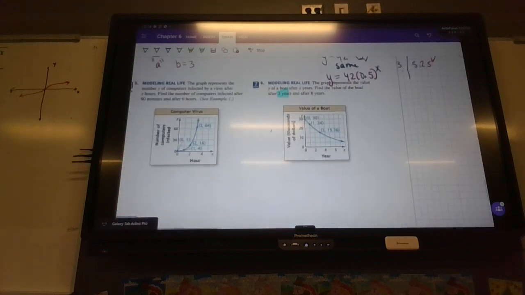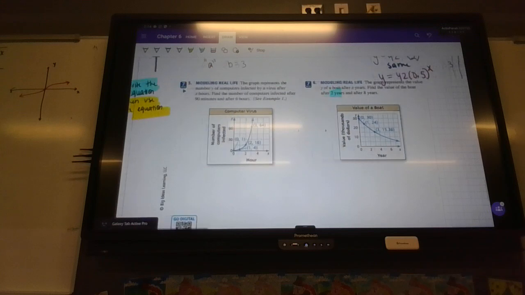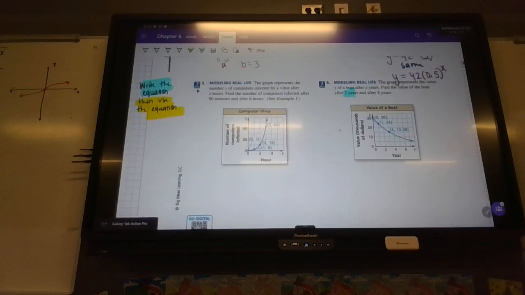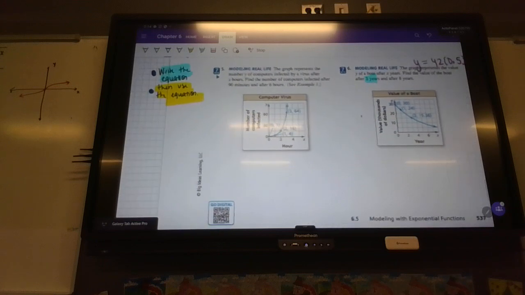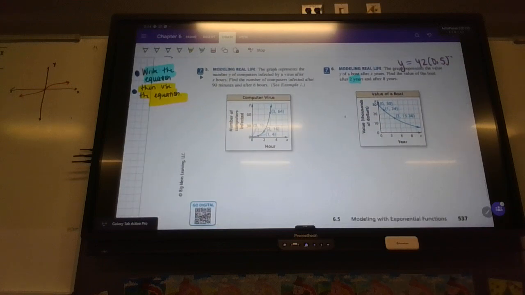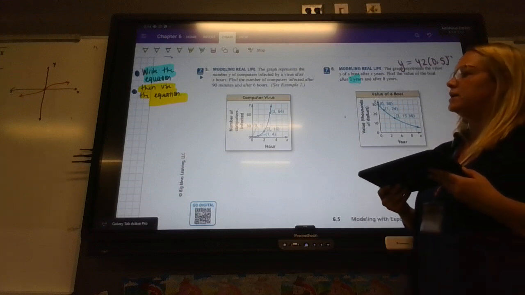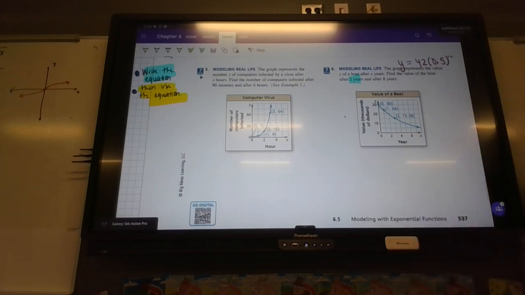All right, the graph shows the number of Y computers infected by a virus after X hours. Find the number of computers infected after 90 minutes and 6 hours. So they're asking you to first write the equation and then use the equation for this word problem. Some students could do it just by finding the pattern. If you have plenty of time on this test and just sit and look at the pattern, I think you could come up with it using logic and reasoning if you didn't have the equation.